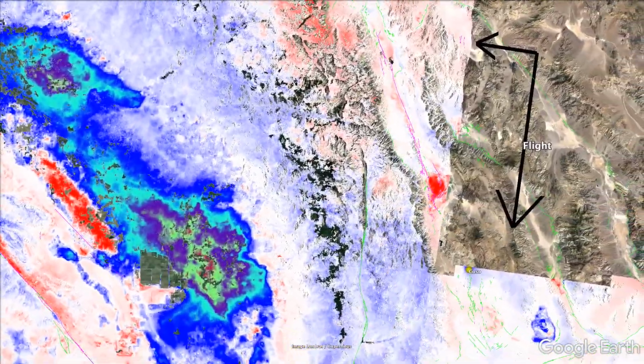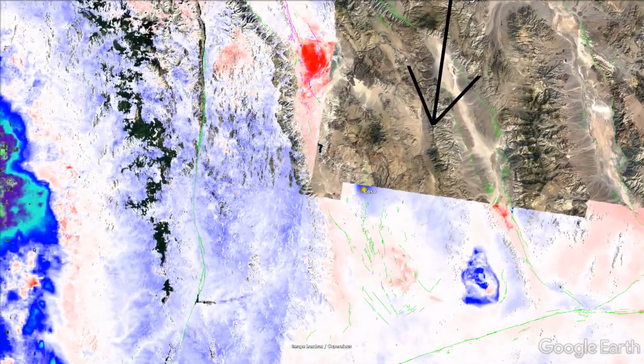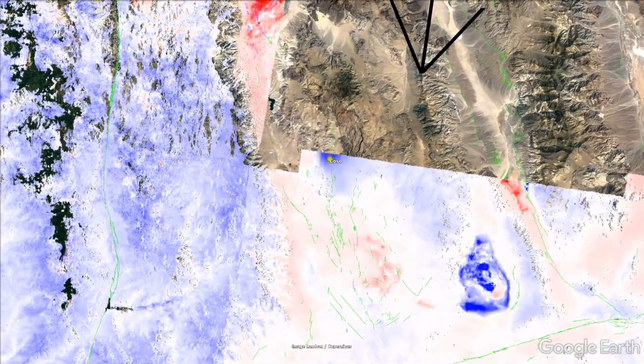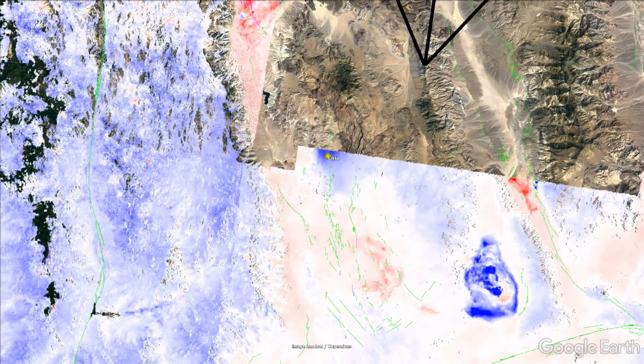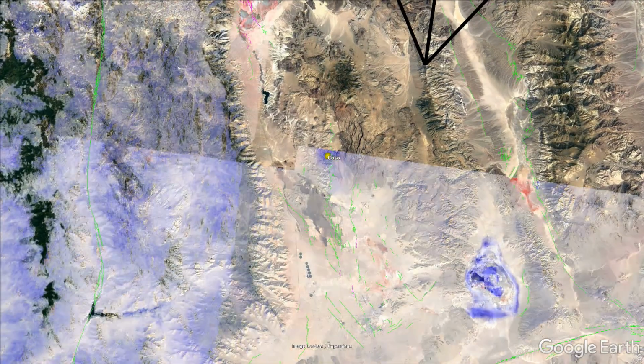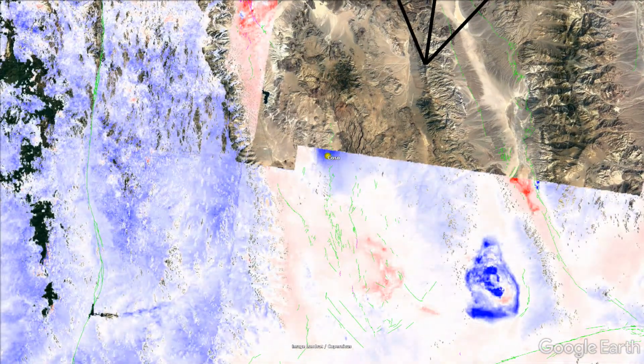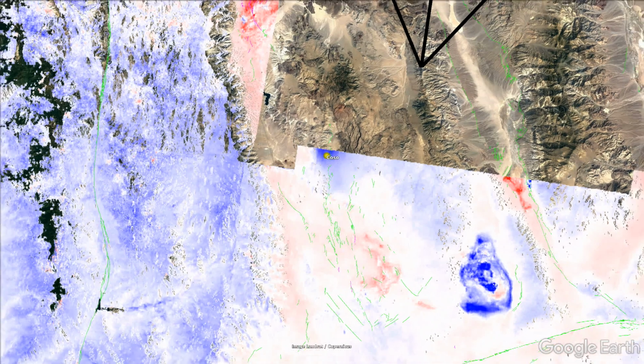Moving south, the Coso geothermal field on the edge of the deformation map shows a subsidence rate of about 20 mm per year. We are expanding the analysis area to better resolve this geothermal field as well as the large deformation associated with the 2019 Ridgecrest earthquakes.